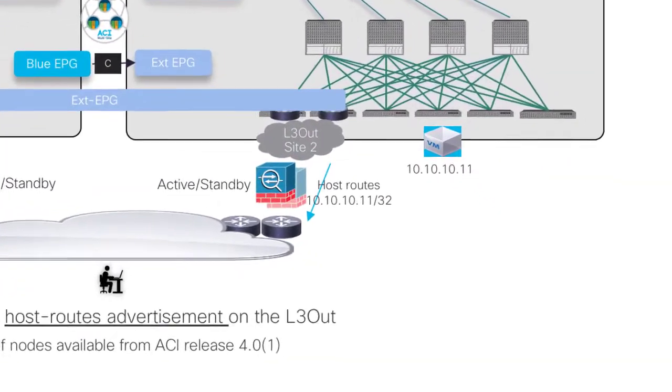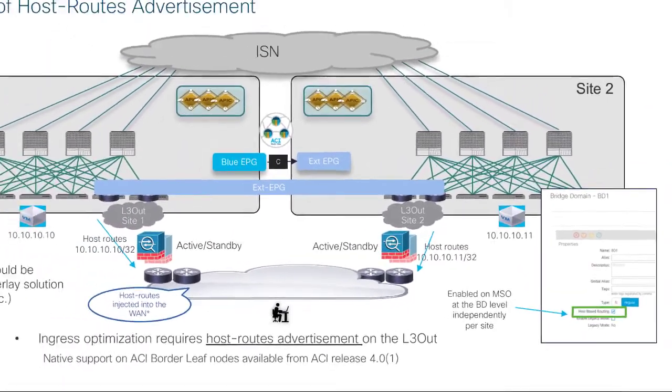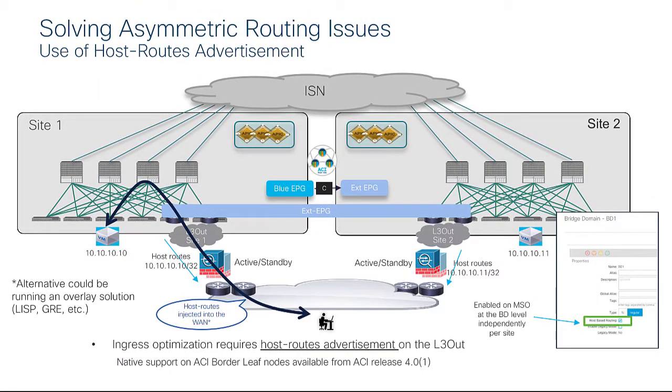In order to enable this host route advertisement, I can enable this at the bridge domain level on the multi-site orchestrator. For each bridge domain that is stretched between the sites, I can toggle that host-based routing option. Okay? By doing that, by default, I advertise the subnet, and in addition to the subnet, also the host routes for the locally discovered endpoints. Now, doing that ensures that when the external client wants to communicate with the .10, traffic is sent to the L3 out in site 1. When he wants to communicate with the .11, it goes to the L3 out in site 2. So I make my in and out flows symmetric, okay? And this will not create any problem with the firewall.